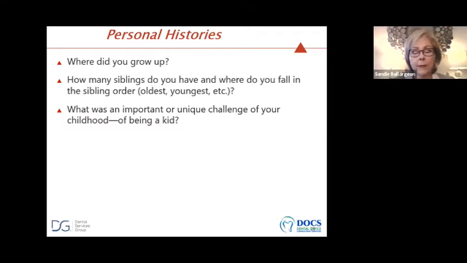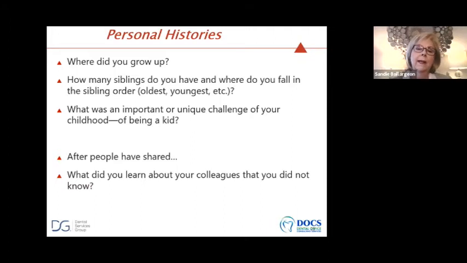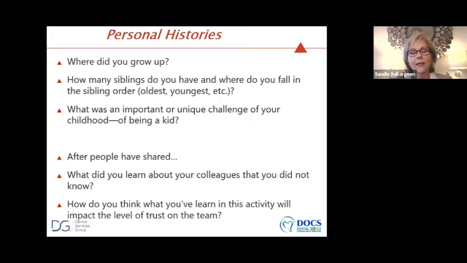And keep in mind, it's not a perfect world. You will get some pushback from this from time to time from some of the team members, but once they see other people engaging and getting involved in this, they might be more willing to open up. Then once everybody has shared their story, ask the question, what did you learn about your colleagues that you didn't know before? And how do you think that what you've learned in this activity will impact the level of trust on the team?